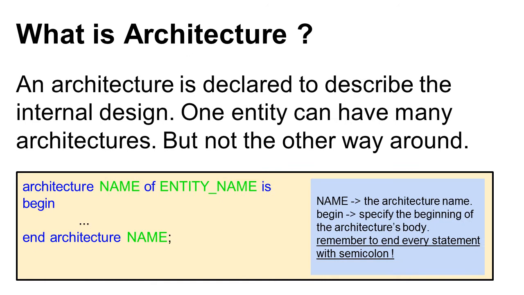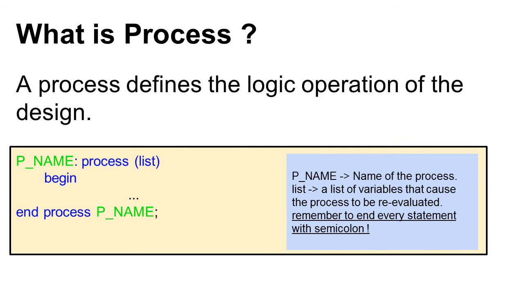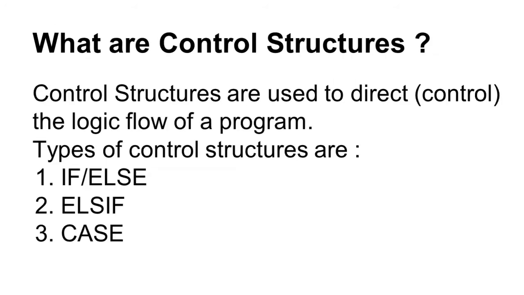In this example, we declare an architecture called name. What is architecture? An architecture is declared to describe the internal design. One entity can have many architectures, but not the other way around. What is process? A process defines the logic operation of design. Process is like the internal of the architecture, which consists of lots and lots of logic operation. What are control structures? Control structures are used to direct and control the logic flow of a program. Type of control structures are if-else, else-if, and case.